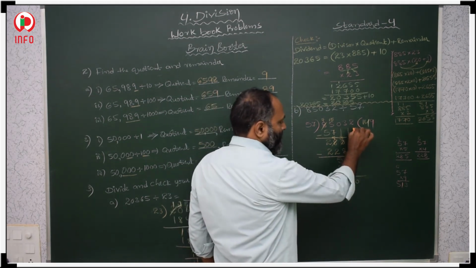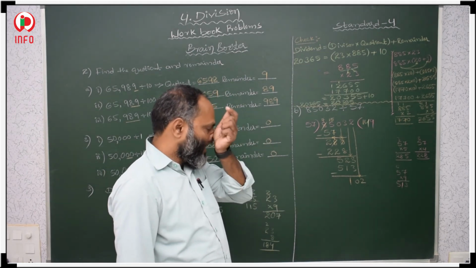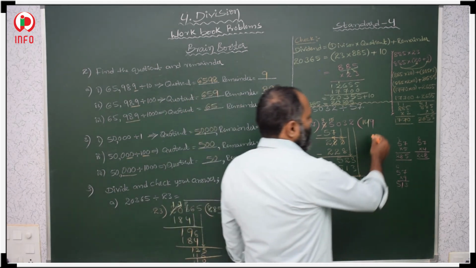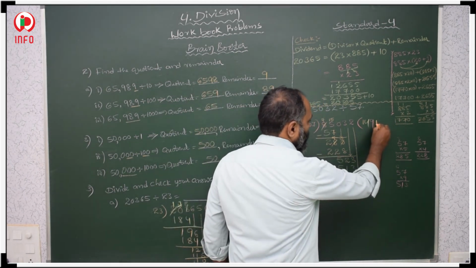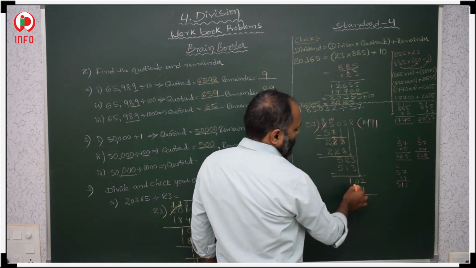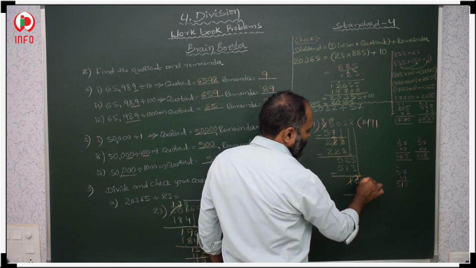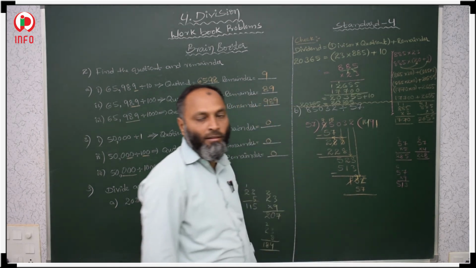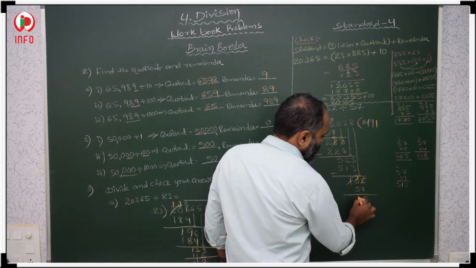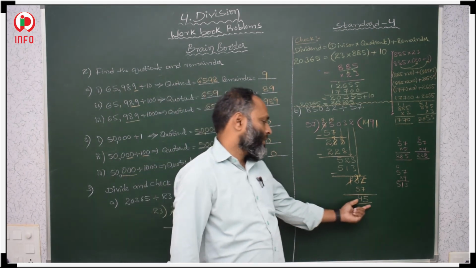Next we have to take 2. 102. 57 2s are 114, so no need to take that. 57 1s are 57. Then borrow from here. So here we will get 0, here we will get 10, and from here again we get 12. 12 minus 7, 5. 9 minus 5, 4. We get 45. This is the remainder.